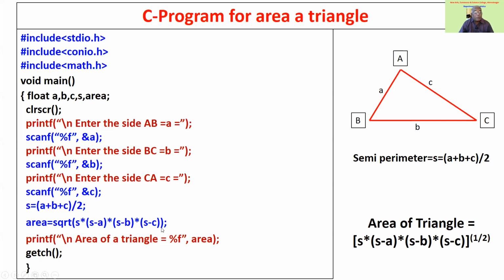And now I want output. So printf on new line, area of a triangle equal to %f. This %f will be replaced by the actual value of area. Okay, getch, it is a temporary halt. So this is the program for the area of a triangle.